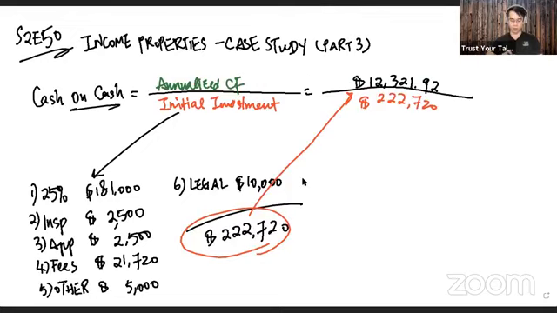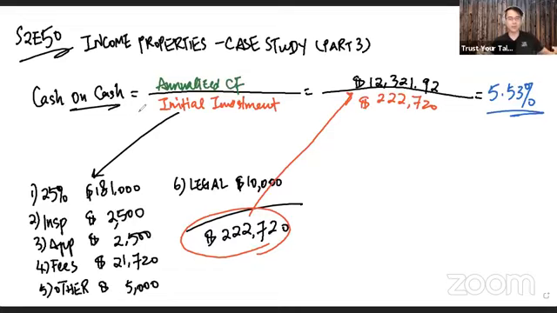And what we'll do now is this: 12,321.92 divided by 222,720. And then, if you're a math geek, you want to multiply by 100%. So what we will get now is 5.53%. Okay, so this is 5.53% cash on cash.